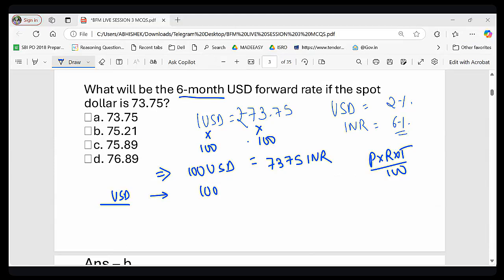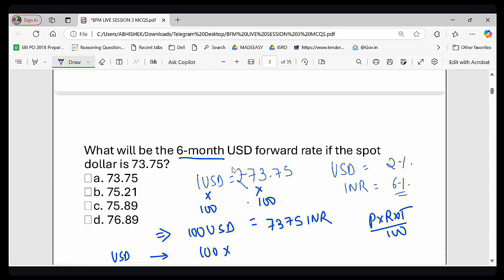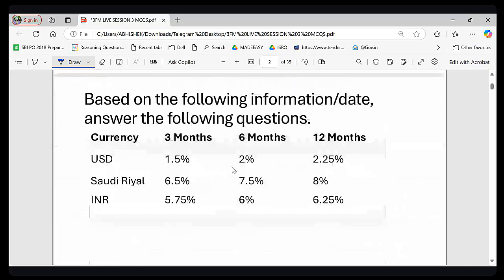Yes. So let's calculate the interest for USD for 6 months. How to calculate it? The formula is quite simple: P into R into T upon 100. I think you all are familiar with this formula. So for USD, P is how much? 100. What is the rate? The rate we have already seen is 2%, as you can see. For US dollar 6 month, the rate is 2%.